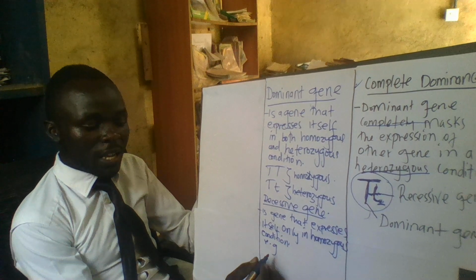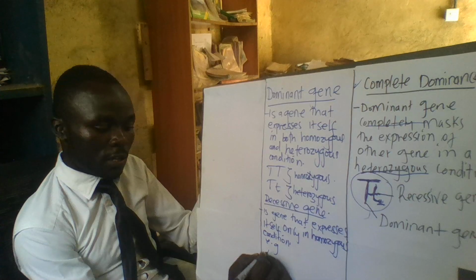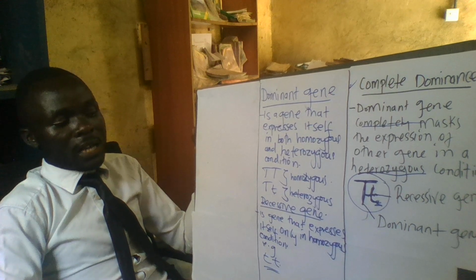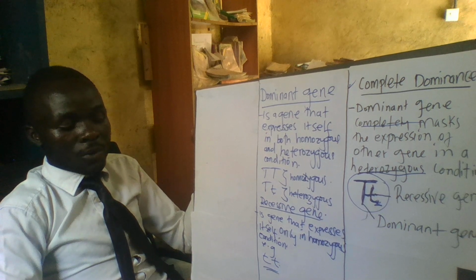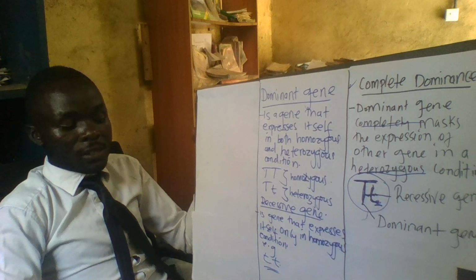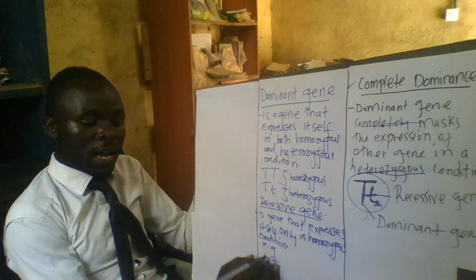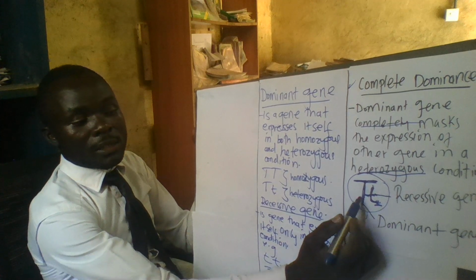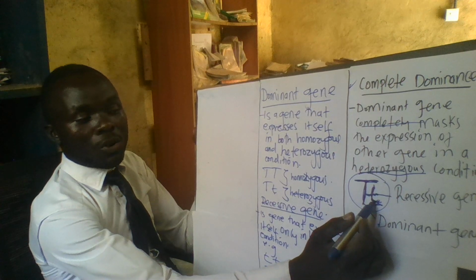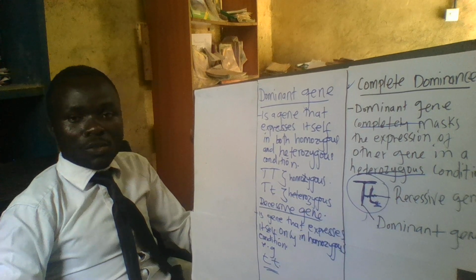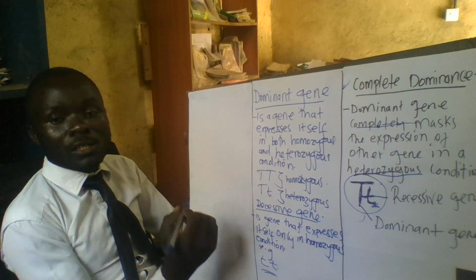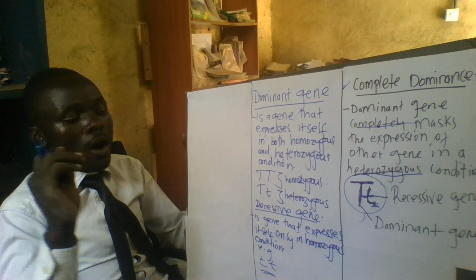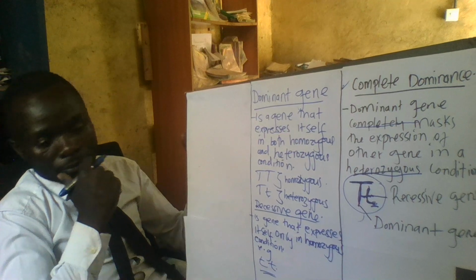The homozygous condition for this recessive gene, an example is this one. This is a homozygous condition, and this is the recessive genes only. Remember here we said this is the dominant gene, this small one is the recessive gene. So in this case, the recessive genes only express themselves fully in a homozygous condition.